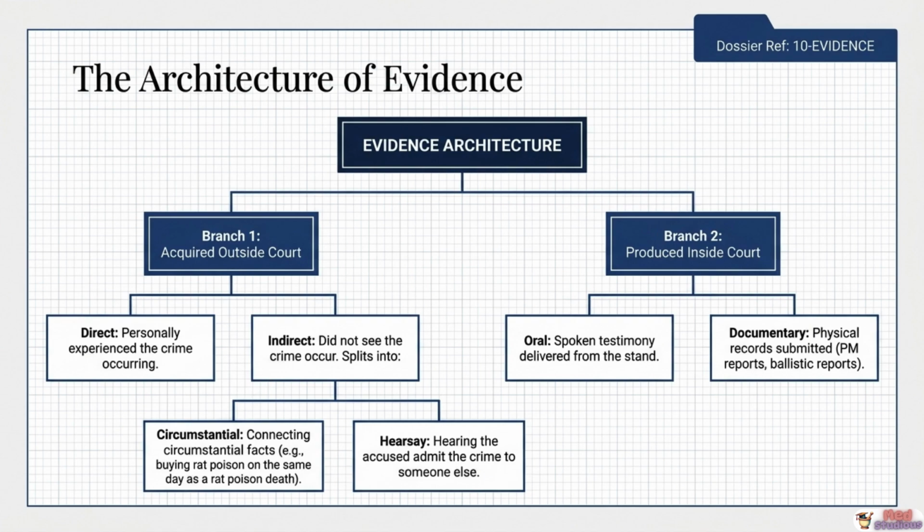The second major branch covers evidence produced inside the courtroom. This includes oral evidence, spoken testimony delivered from the witness stand, and documentary evidence, which comprises physical records submitted to the court, such as post-mortem reports, injury certificates, ballistic reports, or hospital records. In forensic medicine practice, the expert witness almost always deals with documentary and oral evidence simultaneously. The post-mortem report is documentary. Its oral explanation in court is testimonial. Both must be accurate, consistent, and scientifically defensible.